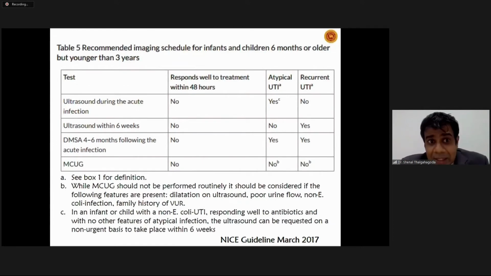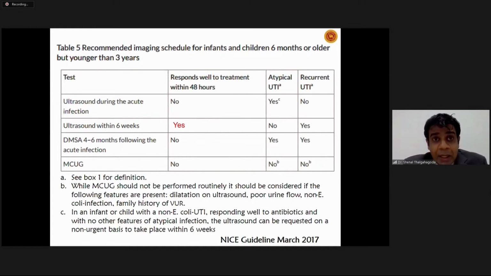For those between 6 months and 3 years of age, the NICE guidelines do not recommend any investigations if the child has a typical urinary tract infection. However, in the West, before children are born, they have had several ultrasound scans, so there's ample opportunity to detect urinary tract anomalies. So in our local guideline, which we are about to publish very soon, we recommend a non-urgent ultrasound scan for these children.